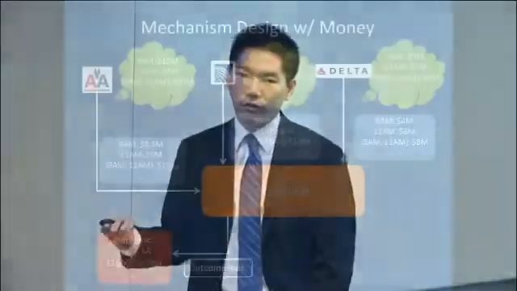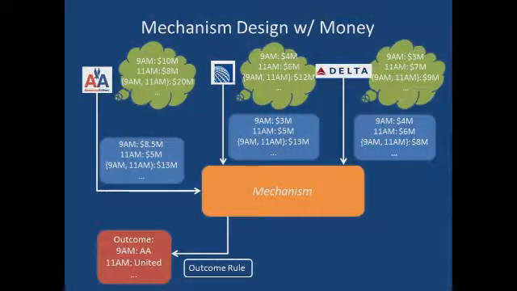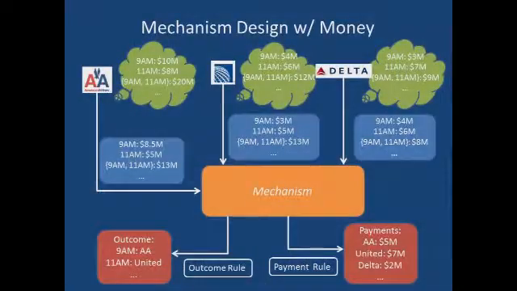So the mechanism operates on these reported values. So it doesn't know the private values. And the reported values could be different than the actual values. And what the mechanism does is it looks at these reported values and it computes 2 things. So the first thing it computes is an outcome. So it assigns the landing slots to airlines. And the second thing it computes is a payment for each airline.